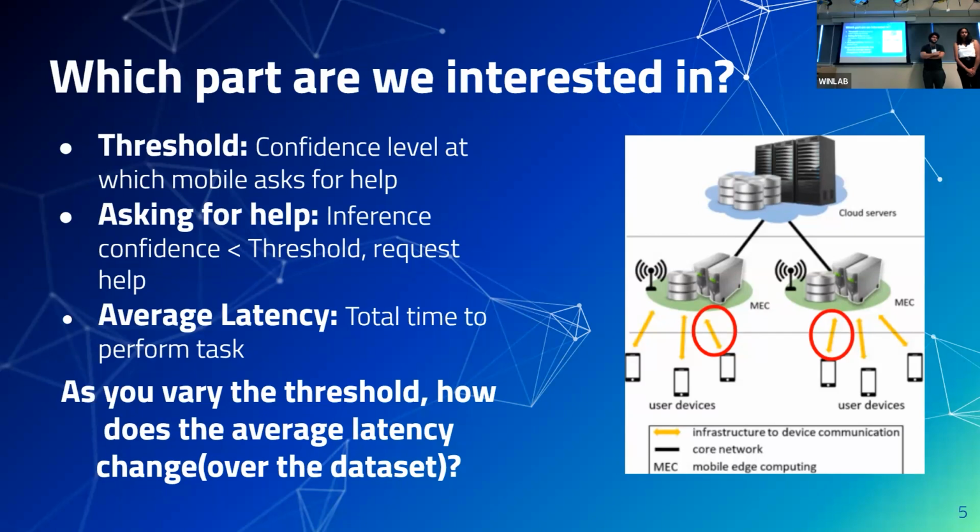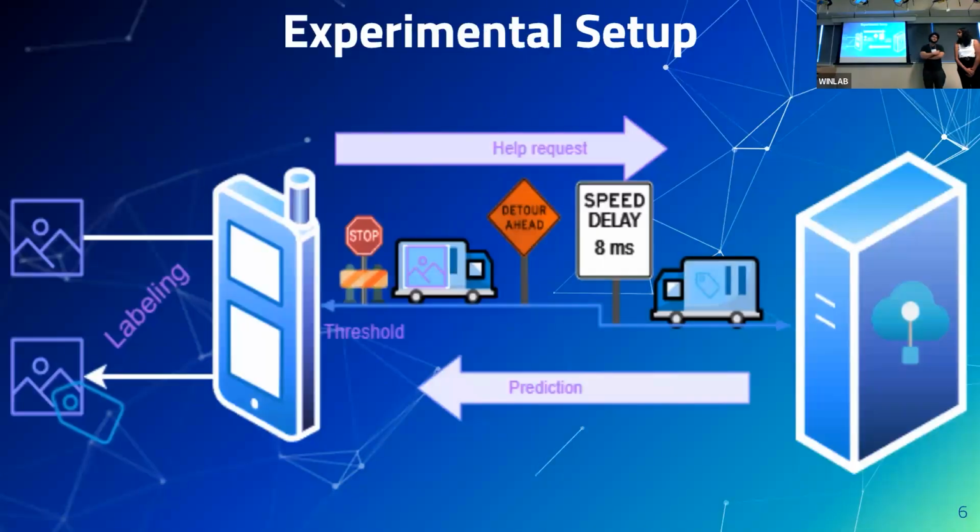So we measure the total time taken to perform the task for every data point. Specifically, the question we're trying to ask is, as you vary the threshold, how does the average latency change over the data set? This is how our experimental setup looks.